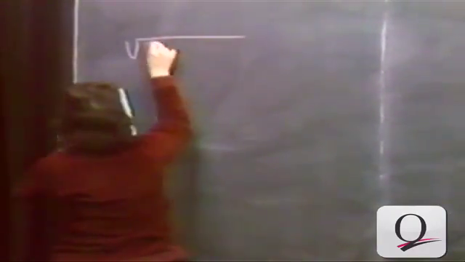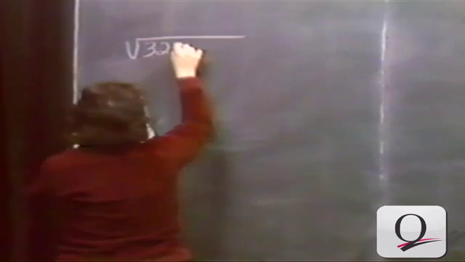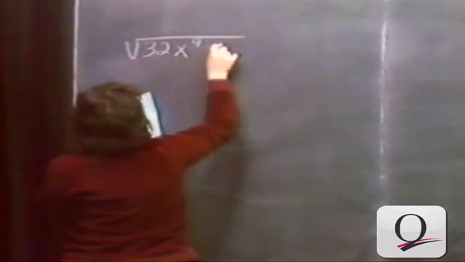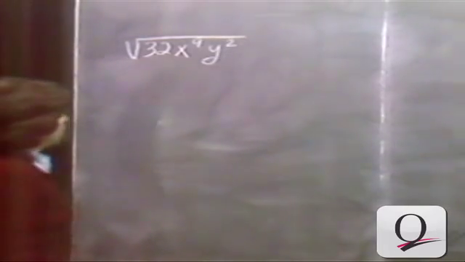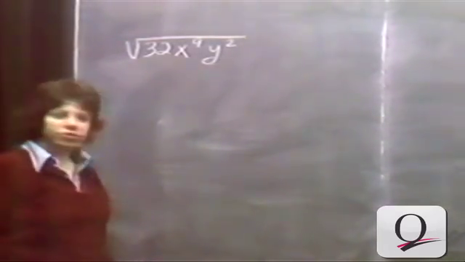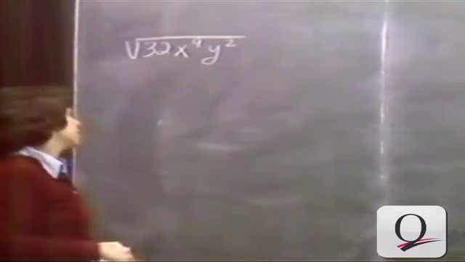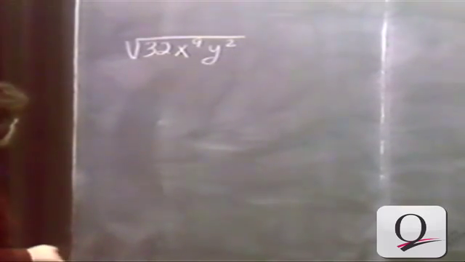The square root of 32 x to the 9th y squared. We want to put this into simplest radical form. If you want to try this on your own, you can shut off the videotape machine and come back for the answer.